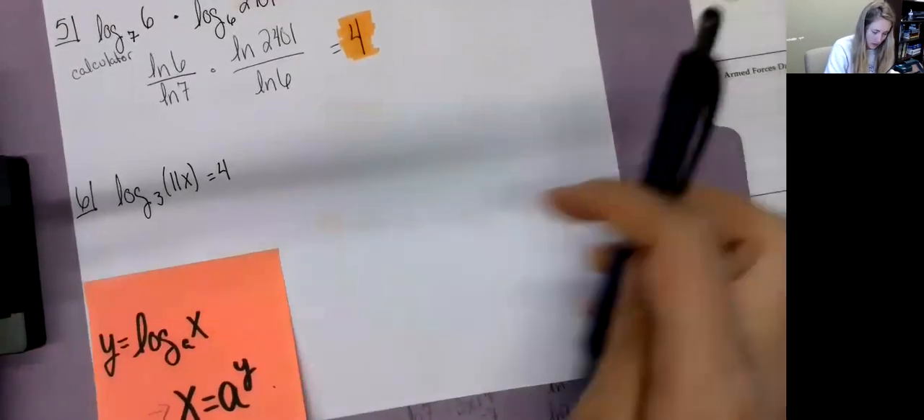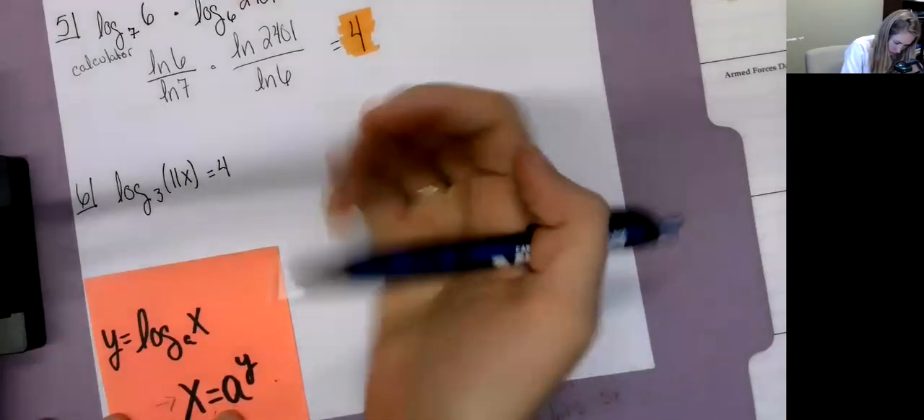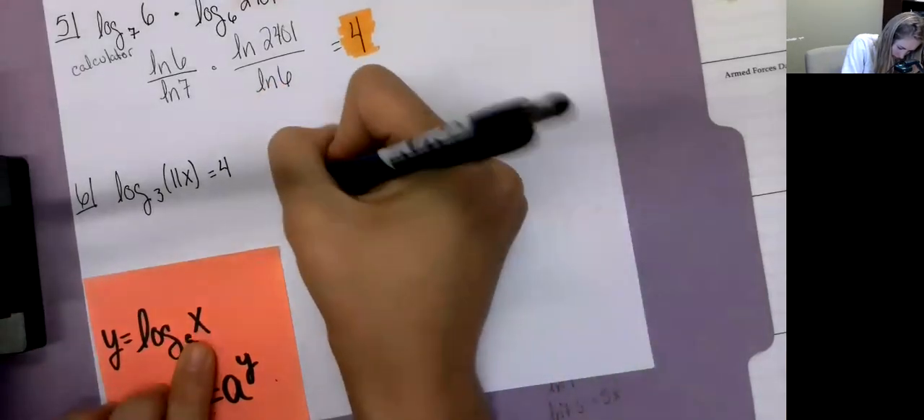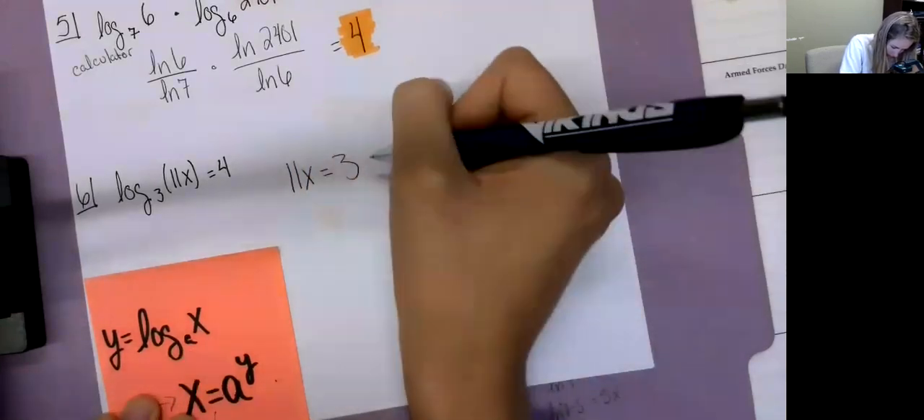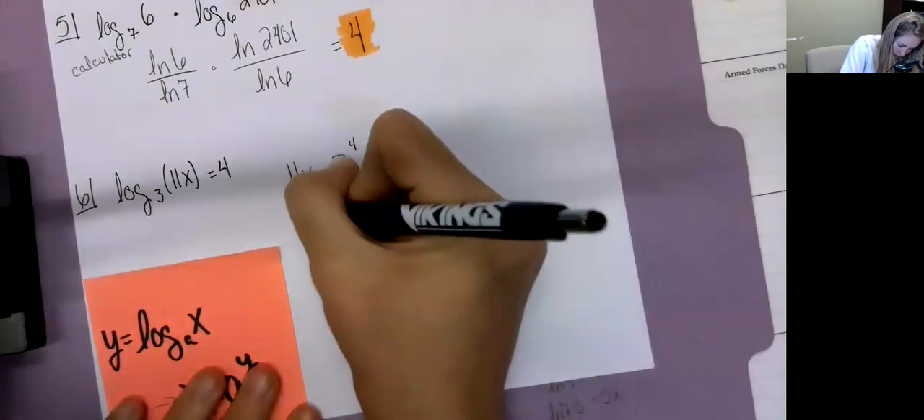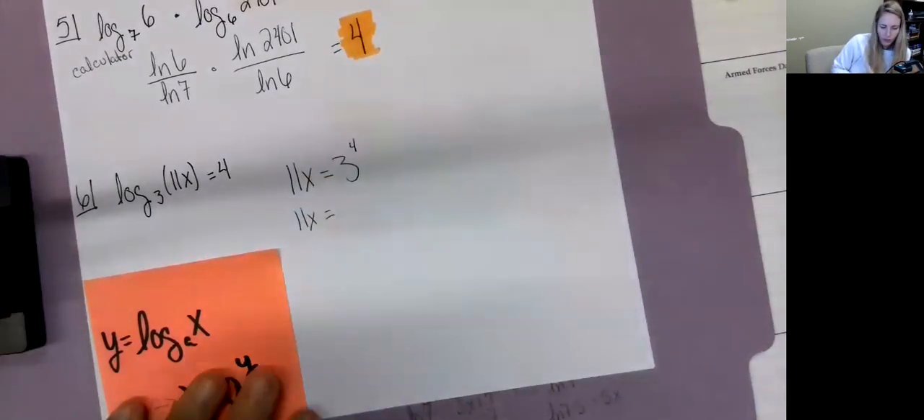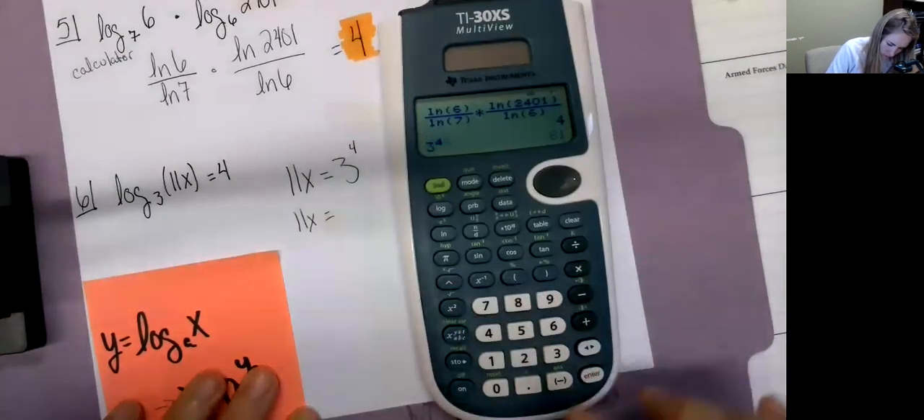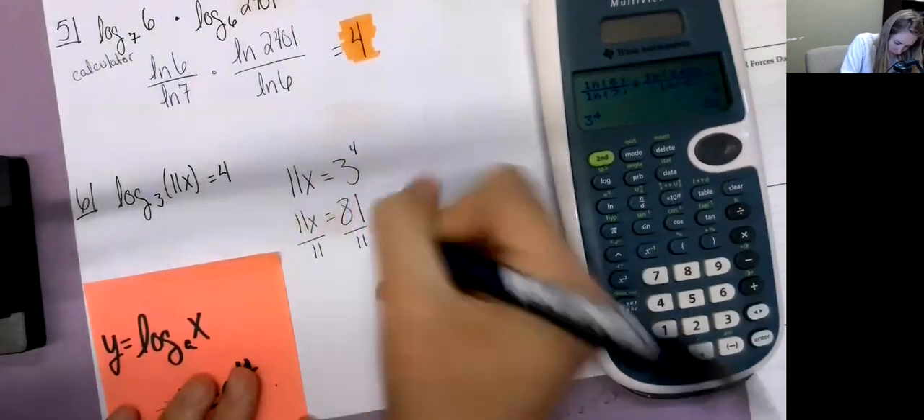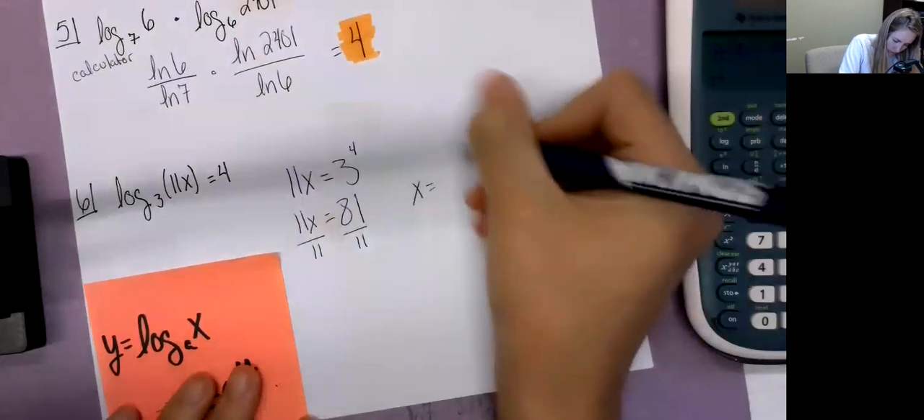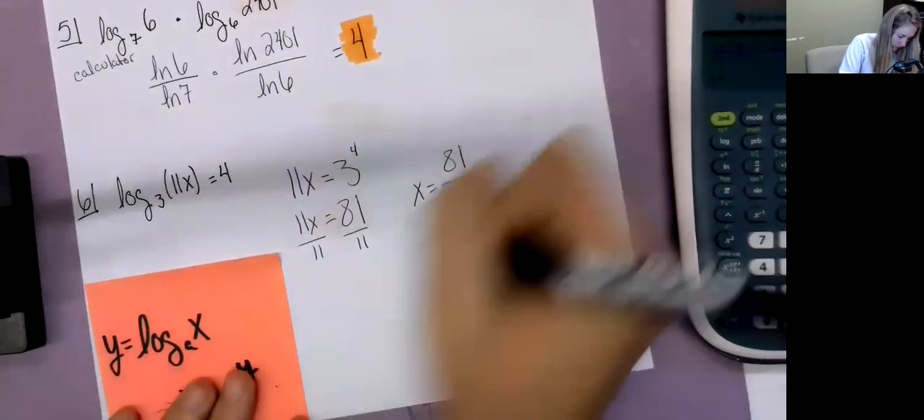Okay, here they want us to solve this. I'm going to use this one. So my x is 11x. So 11x equals a and y. So this would be 11x equals what is 3 to the 4th power. I think it's 81. And then to solve, we divide by 11. That will not simplify. X equals 81 over 11.